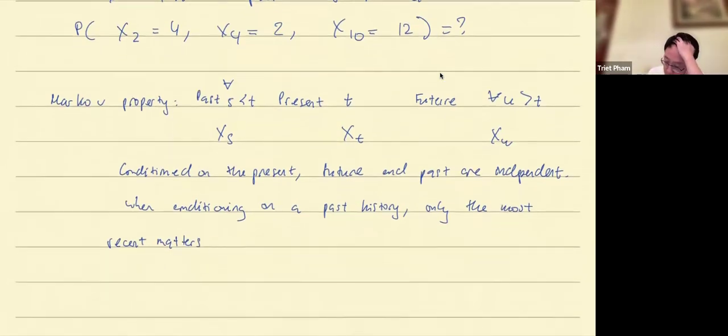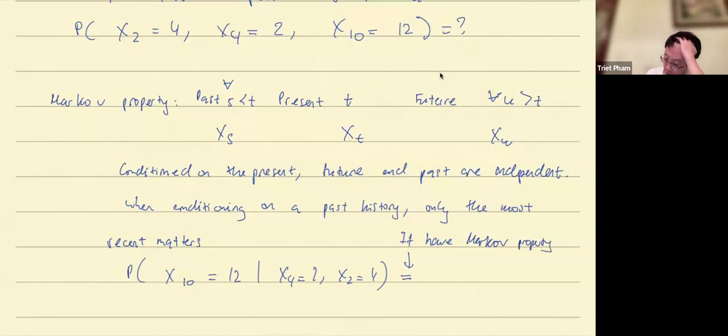So let's take discrete time points because it doesn't matter. For example, again in the context of the random walk, let's say you want to look at the probability that x10 equals 12, conditioned on x4 equals 2, and x2 equals 4. If you have the Markov property, or later we'll say if Markov, this will be just this.